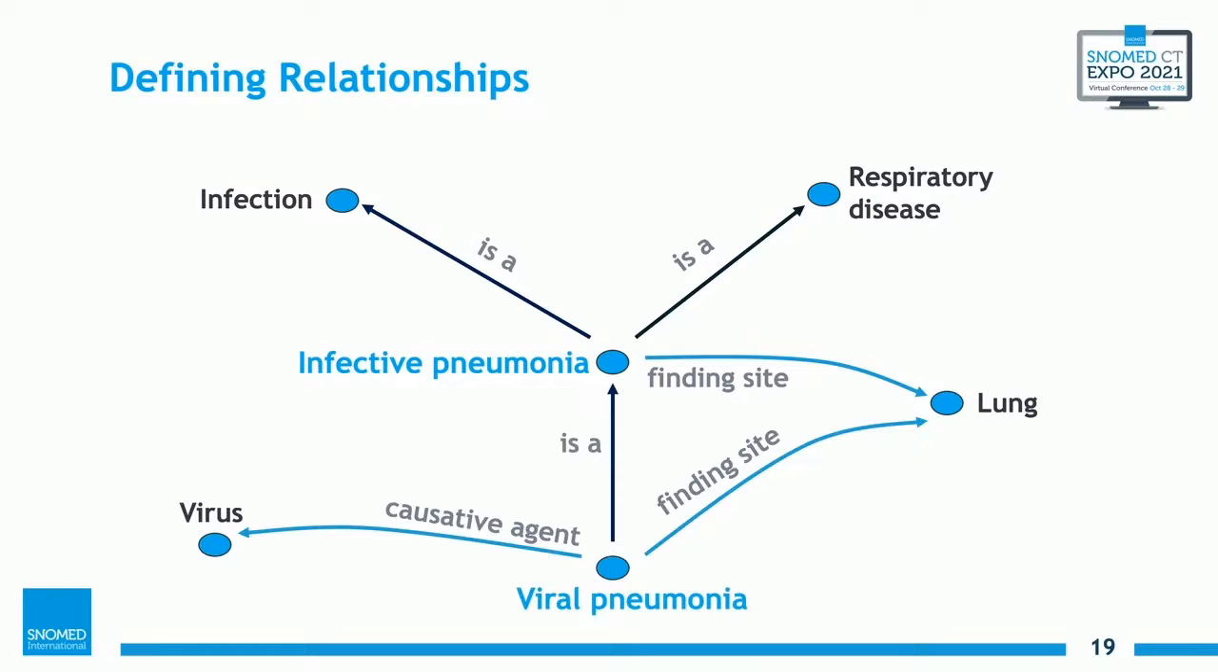Infective pneumonia also has a number of subtypes, including viral pneumonia. And viral pneumonia has all the same relationships as infective pneumonia, plus the additional causative agent relationship to the virus organism. We might, for example, query our patient's health record to find all the diagnosis codes with a finding site that is a type of lung structure. And this should match on over 1,000 different codes, including infective pneumonia and viral pneumonia.